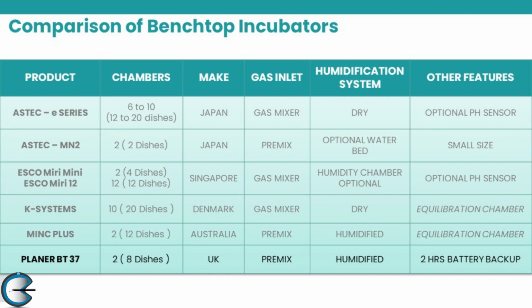The last one is Planner BT. It is actually just like the older Minc. So you have 2 chambers with the ability to culture 4 dishes per chamber, made in UK, uses a gas premix and is a humidified incubator. Of all the available incubators, it is probably the only one with a 2-hour battery backup.